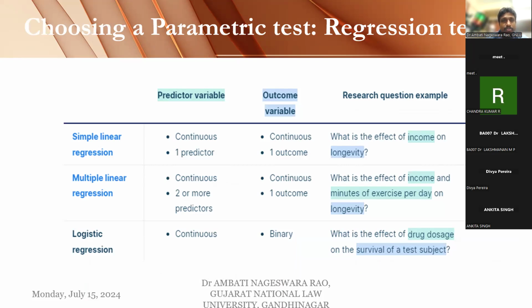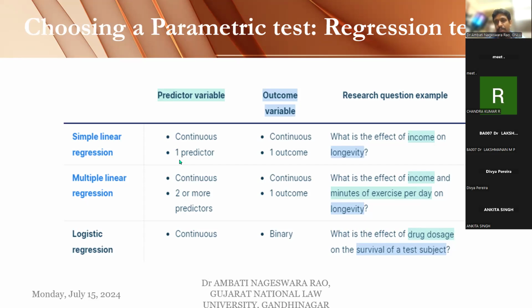For example, when it comes to simple linear regression, if you have one continuous independent variable and the outcome variable is again continuous data, one can go with simple linear regression. That means one independent variable that is continuous data, one dependent variable that is continuous data, one can go with simple linear regression.